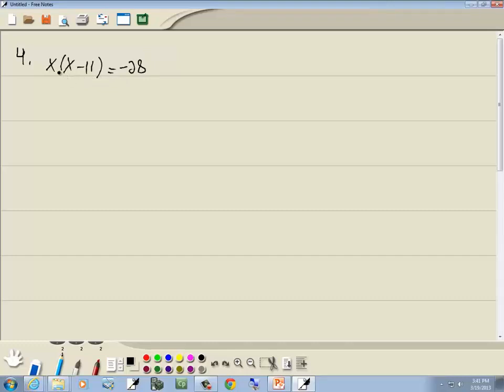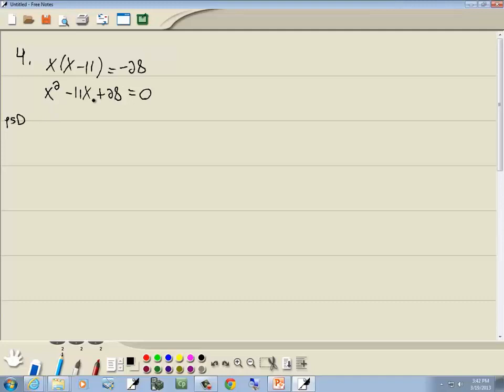What we have to do is actually get rid of the parentheses, get everything over to one side, combine like terms, get 0 on one side, and then refactor it. Well, x times x is x squared. X times negative 11 is negative 11x, and I'll bring the negative 28 over and it becomes a positive 28. Now notice we got 0 on one side, so now we can refactor it and see where we go from there. Now this one is the PSD method.